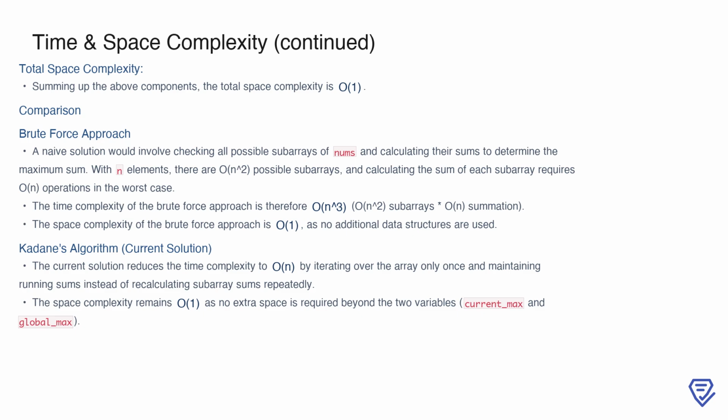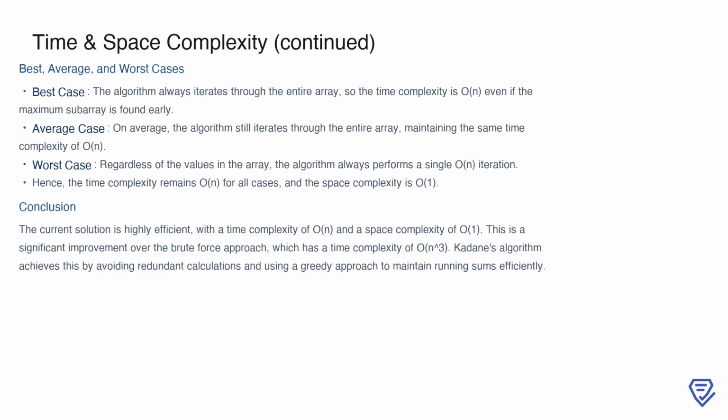It avoids redundant calculations and maintains running sums efficiently with a single pass through the array. The space complexity remains O(1), as it only uses two variables. Looking at the best, average, and worst cases, the time complexity of Kadane's algorithm is consistently O(n). This is because the algorithm always iterates through the entire array, regardless of when the maximum subarray is found.